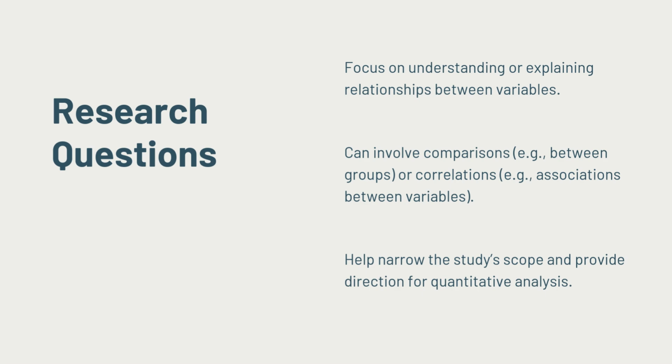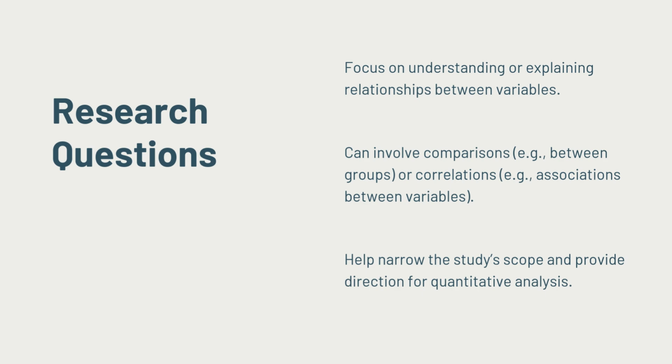So, for the first function, we're focusing here on relationships between variables. Now, a variable is simply something that can change or vary. It could be something like age, income level, or, for example, someone's level of job satisfaction. So, an example of a research question that would highlight this function is, for instance, does the amount of time spent on social media affect students' academic performance?